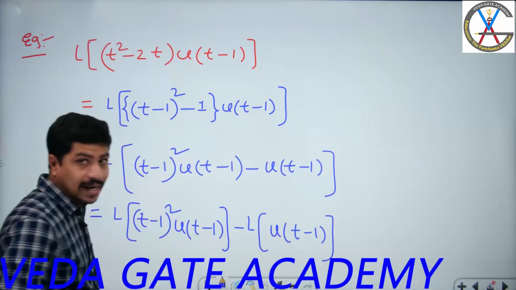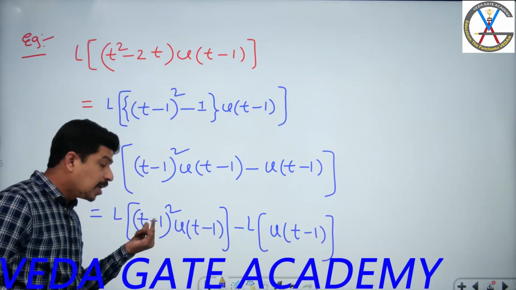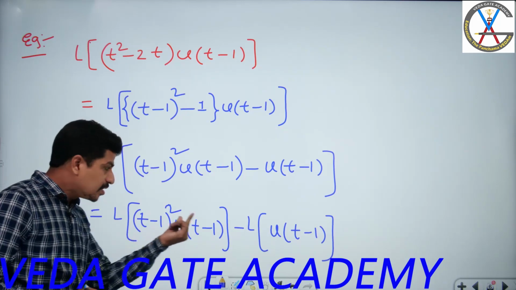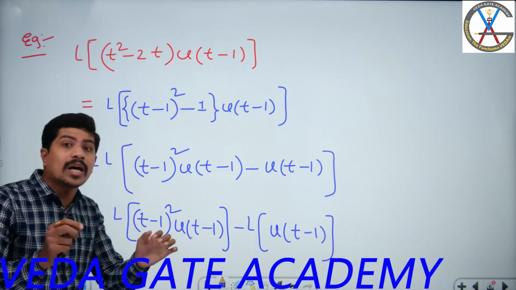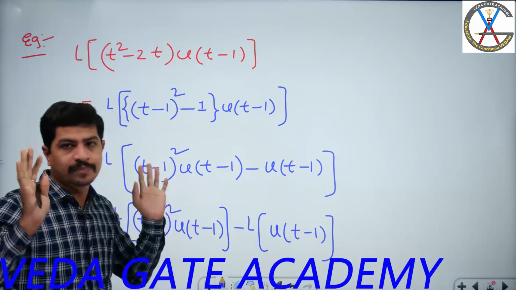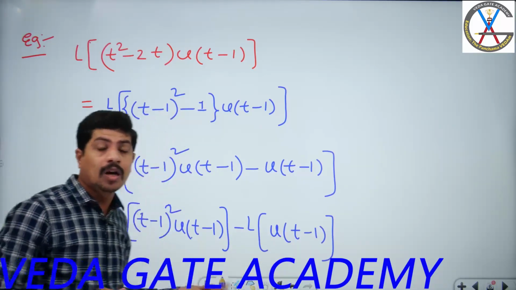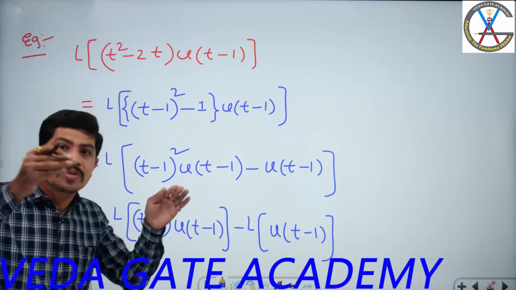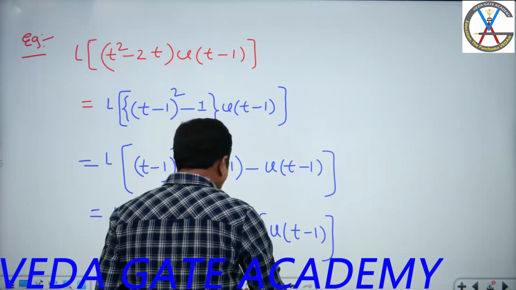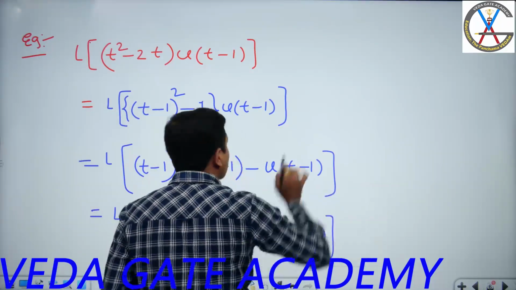Now why did we do it like this? If you observe here, this signal is having shifting, this is also having shifting, both are having the same shifting. Here only one signal is having shifting. Therefore now I can apply the time shifting property here. Now how to get the answer within one step by using the time shifting property?